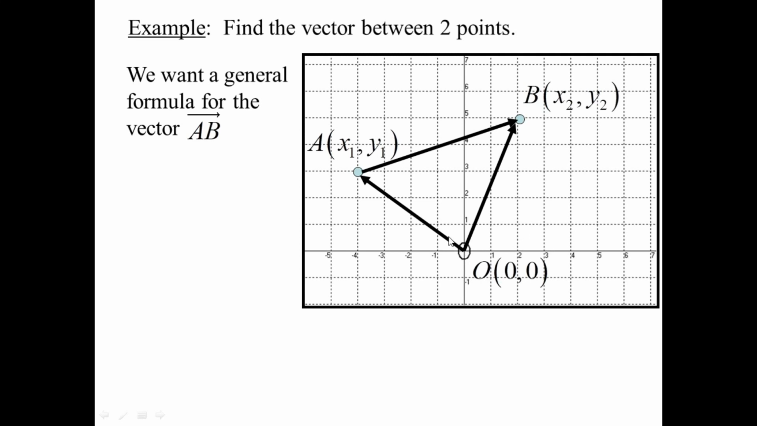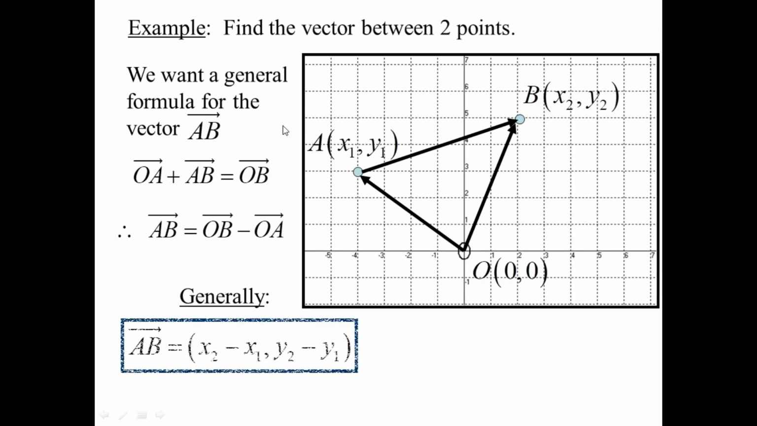Now, isn't it true that if we were to add using the triangular method of vector addition, so it would be OA plus AB, isn't that the same as OB? Yes, it is. OA plus AB is equal to OB. Now, what we wanted was a general formula for AB. Well, there's AB. So why don't we just take OA, drag it across that equal sign, and we'll have a formula for it. AB equals OB minus OA.